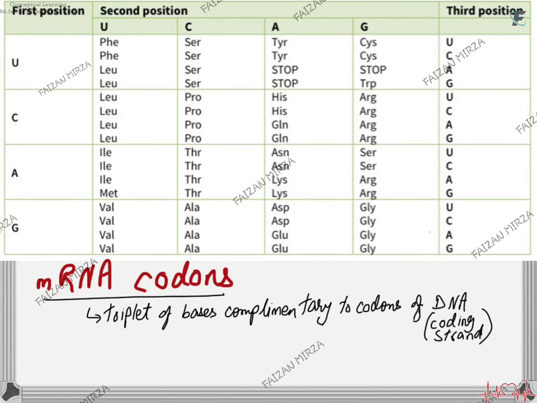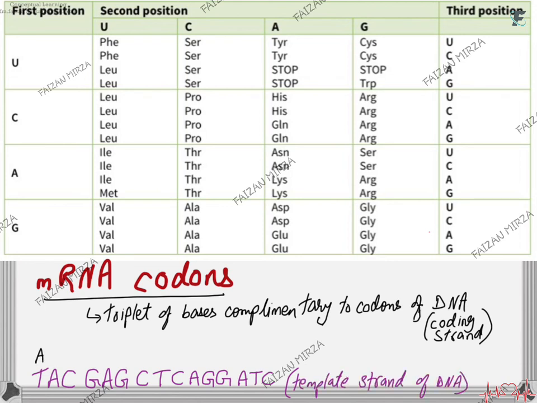Just the way we have the codon dictionary of DNA, we have the codon dictionary of mRNA as well. The first position, the second position, the third position. The mRNA codons are exactly the triplet bases complementary to the DNA, which is the template strand. So if we have TAC, GAG, this sequence given to you, for example, on your template strand of the DNA, we know that the RNA that would be made will have AUG, and the bonds will be made by these red bonds. These are the ones which are made by the RNA polymerase.